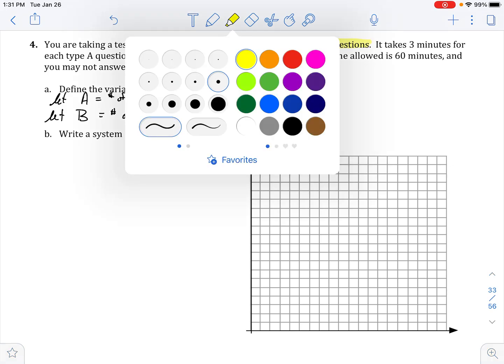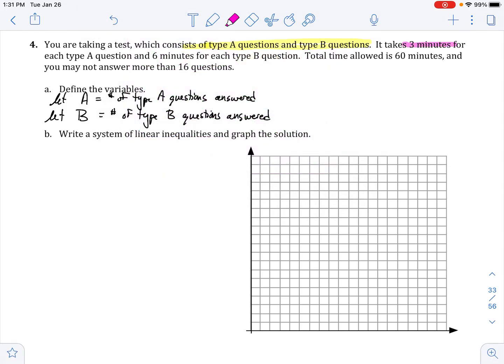As I come through and read here, I'm going to also recognize that it says it takes 3 minutes for each type A question, 6 minutes for type B questions to be answered. So what that is telling me is that I have two rates here, right? So what I'm going to get here is that it's 3 multiplied by the number of A questions answered, plus 6 times the number of B questions answered. And that's going to be the number of minutes plus the number of minutes, which has to be less than or equal to 60 minutes.